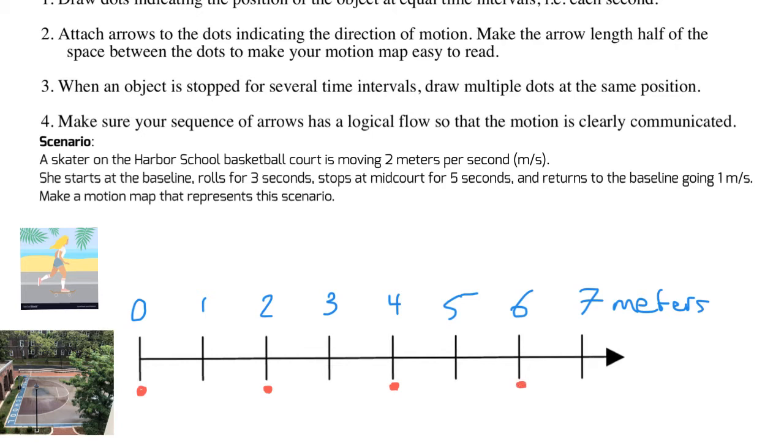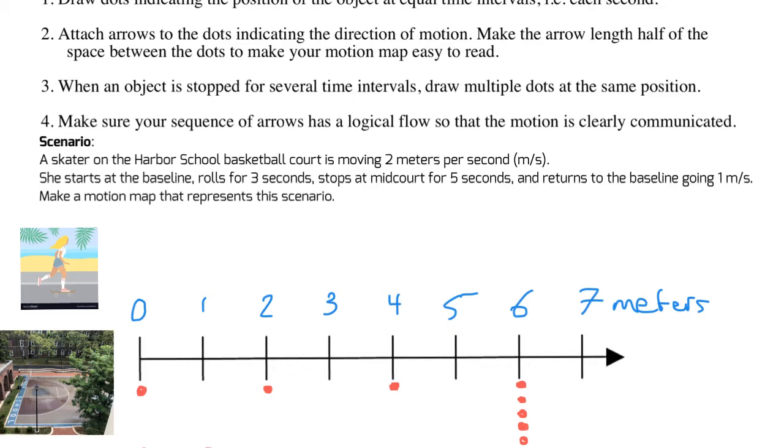Then it says that she stops at mid-court for 5 seconds. So when an object is stopped for several time intervals, you draw multiple dots at the same position. So I'm going to draw 1 here, 2, 3, 4, and 5 seconds. Then she returns back to the baseline going 1 meter per second. So 1, 2, 3, 4, 5, 6. Now we're done with the dots.